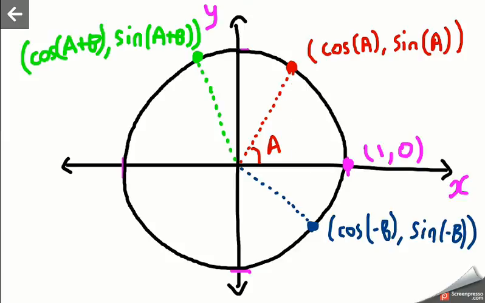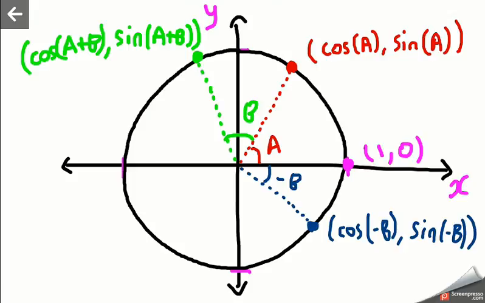For similar reasons, because of the definition of these functions, we must have that this green angle is equal to a plus b, because the green point is cosine of a plus b for the x-coordinate and sine of a plus b for the y-coordinate, so the entire angle must be a plus b. And finally, this angle here is negative b, because this is the point cosine of negative b, sine of negative b.